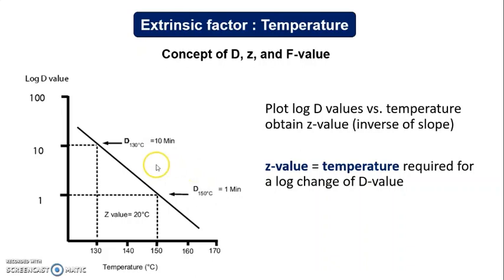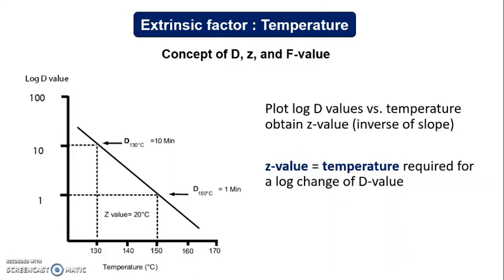So what you're gonna do is that whatever result you got from the d-value, you will convert it into log. And then you plot that number on the y-axis, and the x-axis is the temperature that you use. So a log change of d, which is the inverse slope, when you calculate it, you will obtain the z-value. So basically, z-value is the temperature required for a log change of d-value.